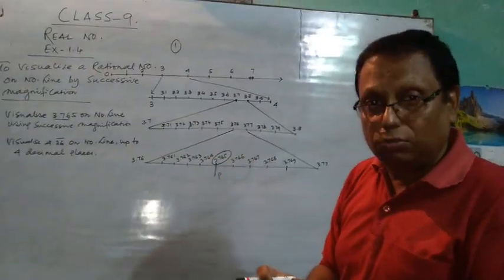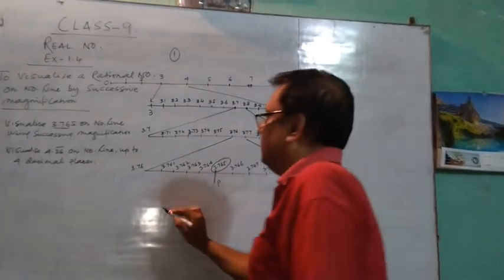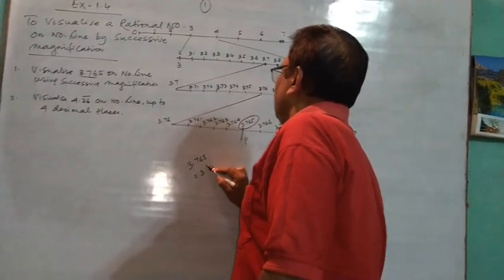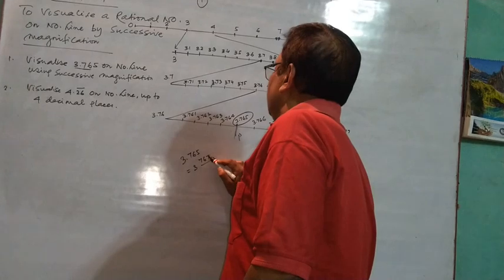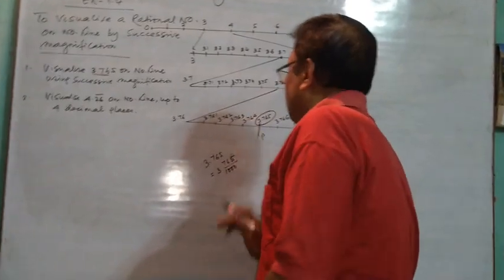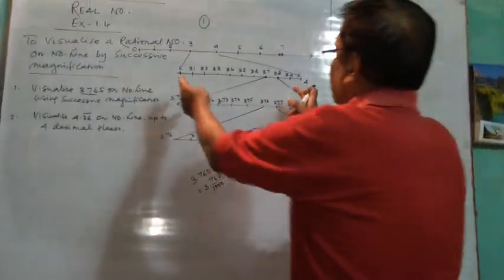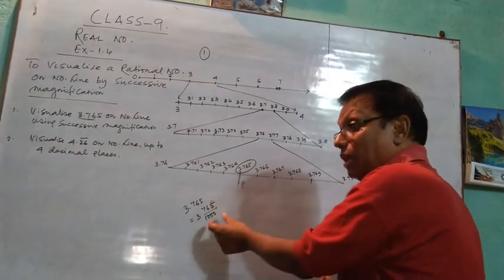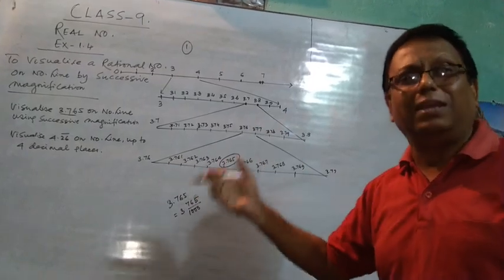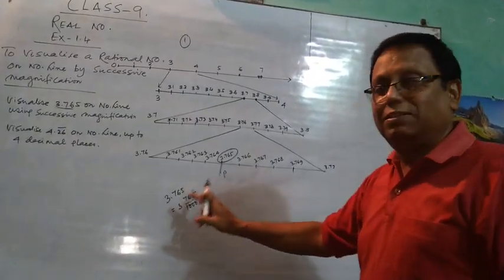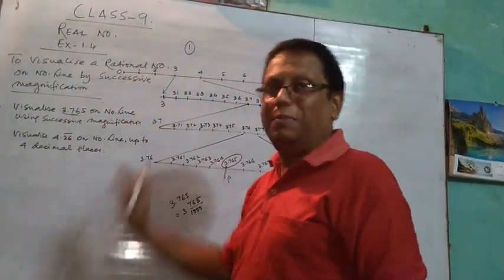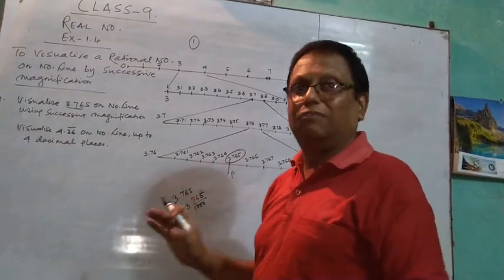Directly we cannot do so because 3.765 can be written as 3 whole 765 divided by 1000. Now we cannot divide the interval of 3 to 4 into 1000 equal parts, and that's why in order to give a symbolic representation of 3.765 on the number line, we have adopted this successive magnification method. I hope you have got the first question.